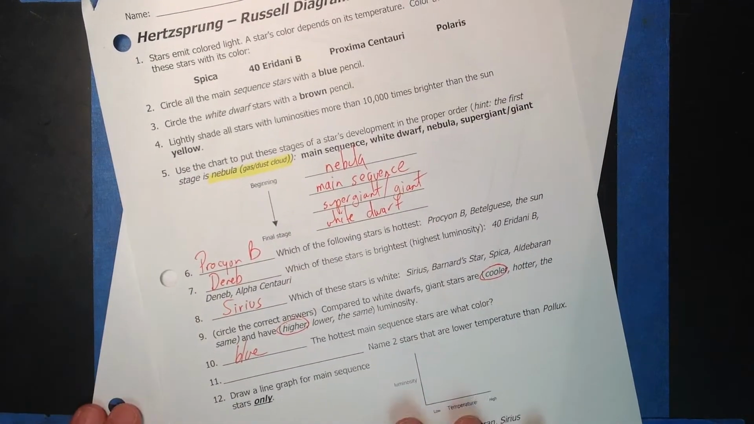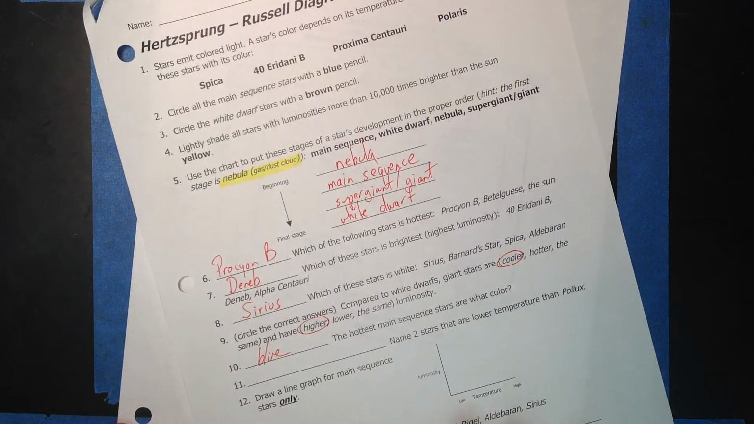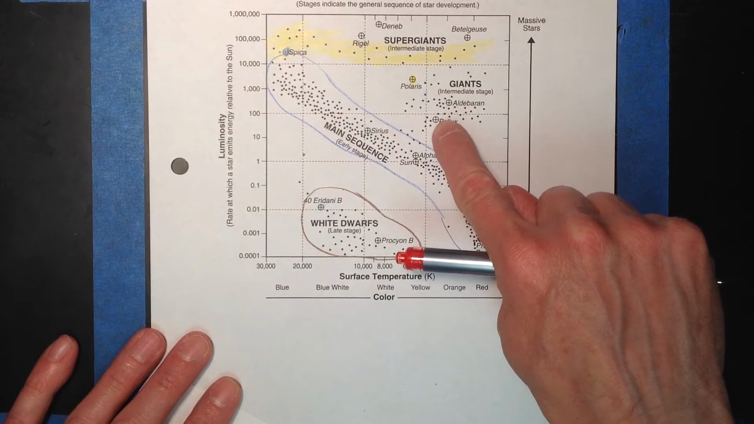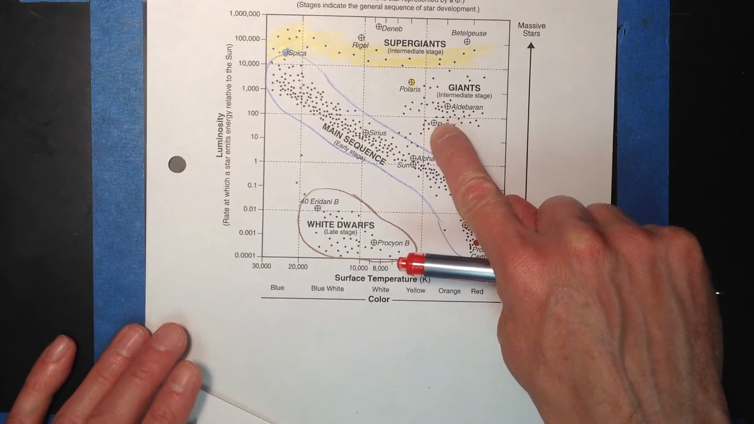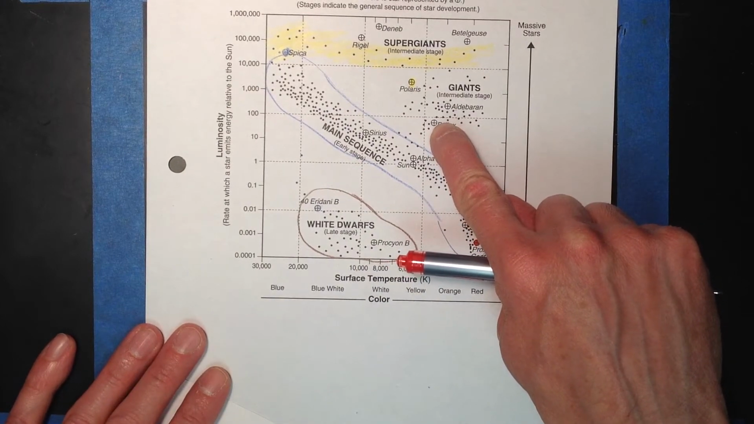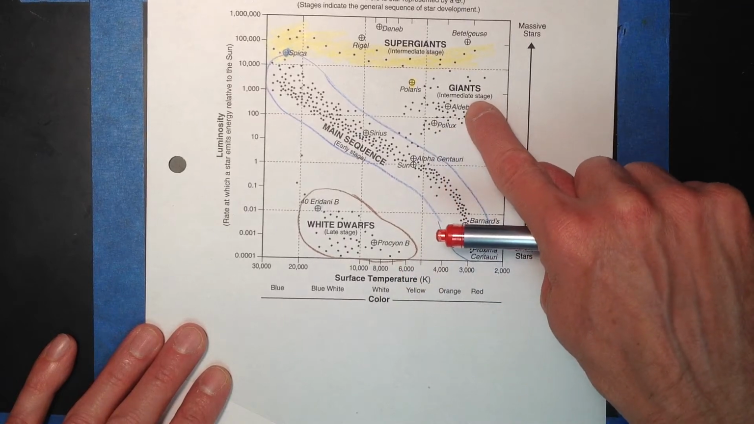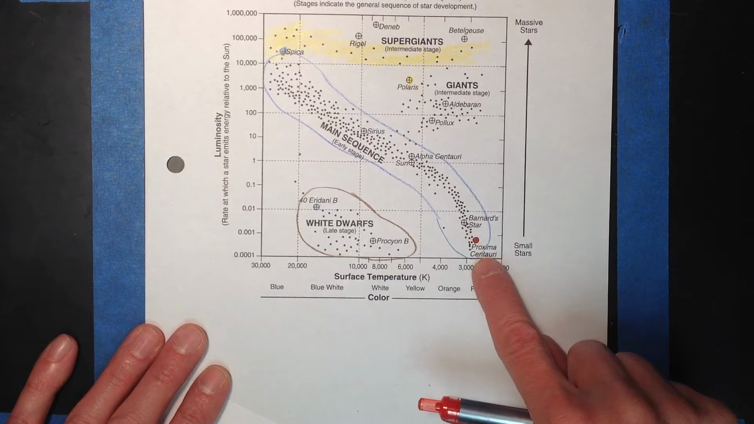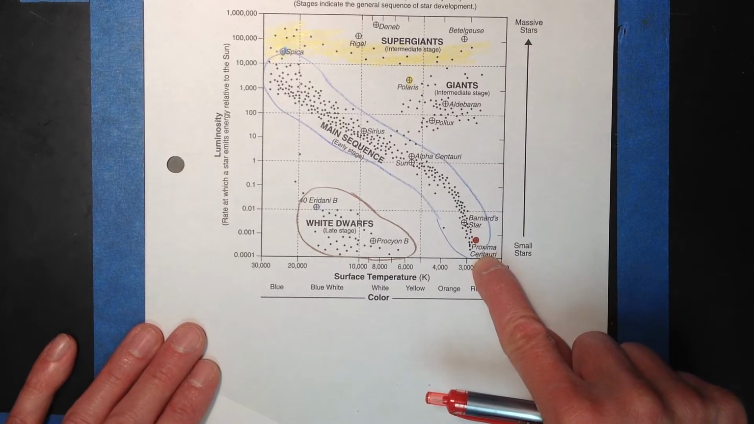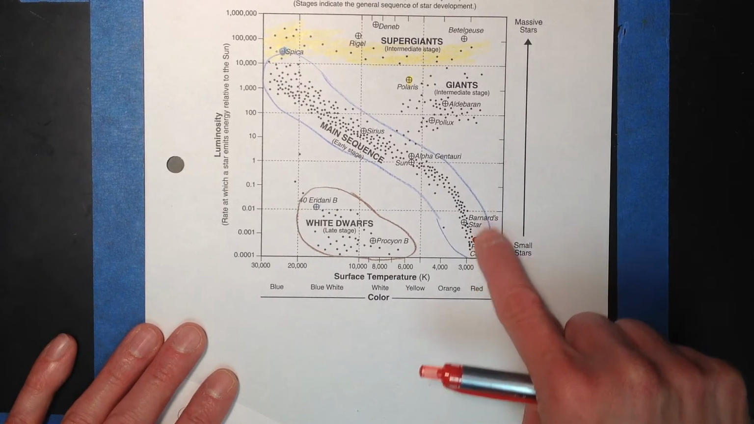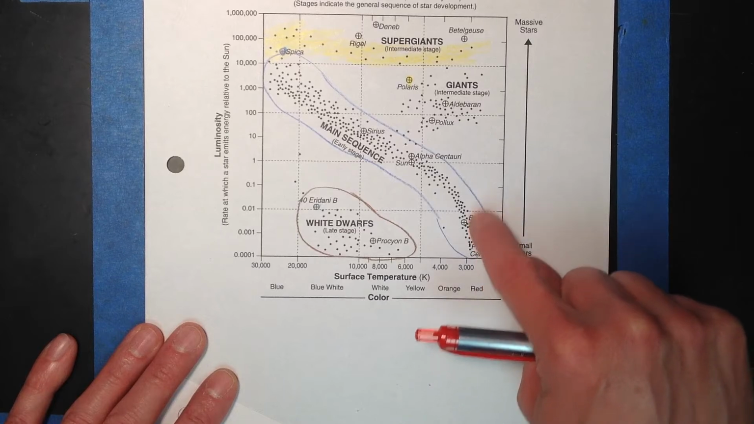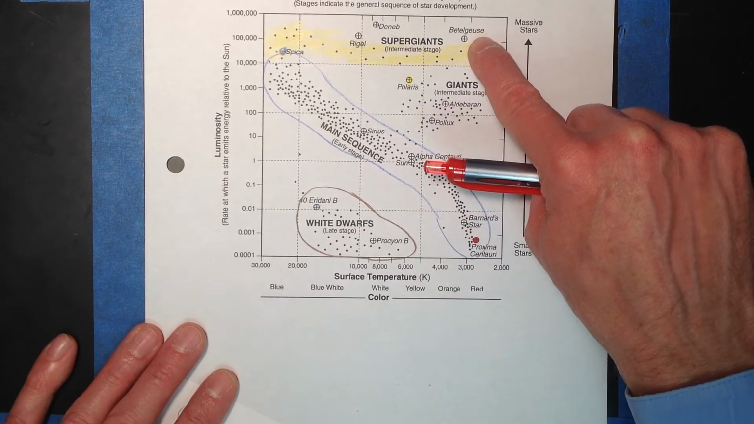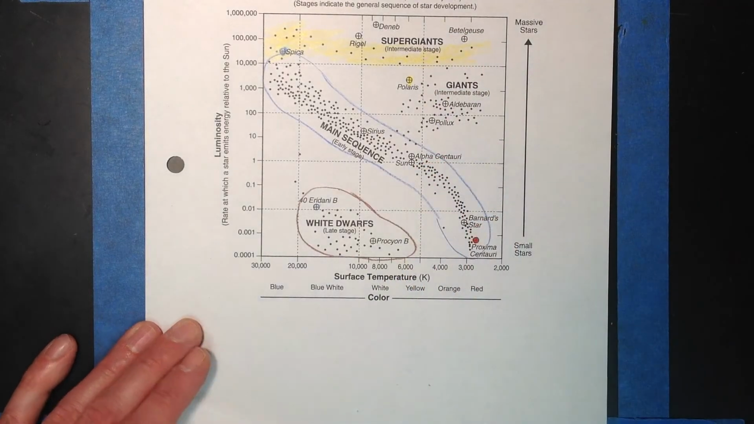Name 2 stars that are lower temperature than Pollux. Okay, so Pollux is here. Therefore, any 2 you can write. Aldebaran. Okay, cool. Anything on this side. Betelgeuse, Barnard's star, Proxima Centauri. Okay, 2 of those 4. Again, this one, Proxima Centauri, Barnard's star, Aldebaran, and Betelgeuse. 2 of those is what you need, and that will work.